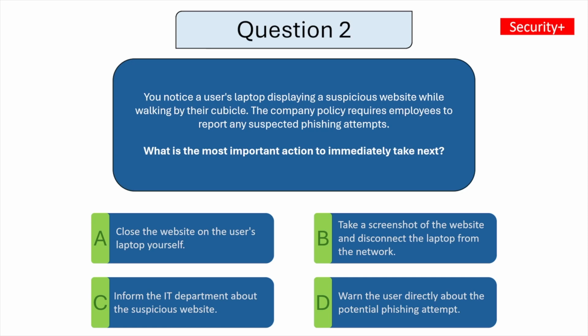We don't want to do B. And the reason for this is because at this moment, we don't know if the website is confirmed a phishing attempt. And we will do D, just not immediately. So far, I'm going with C, and it also says the company policy requires employees to report any suspected phishing attempts. So C is going to align perfectly with that scenario. So I'm going with C.